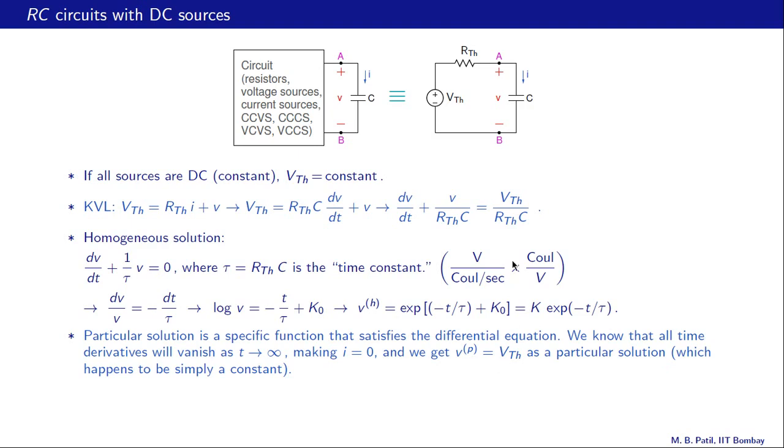How do we get this? This current has become 0, so therefore no voltage drop here, and therefore we have V equal to VTH. So that is how we have got this particular solution.